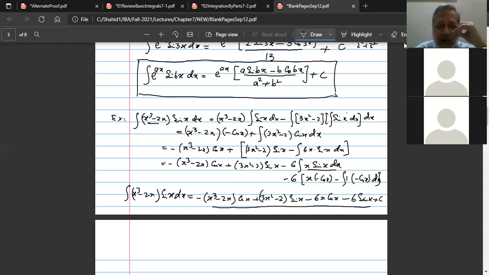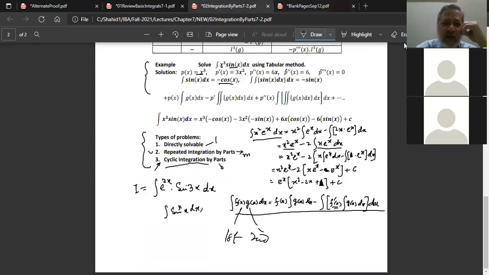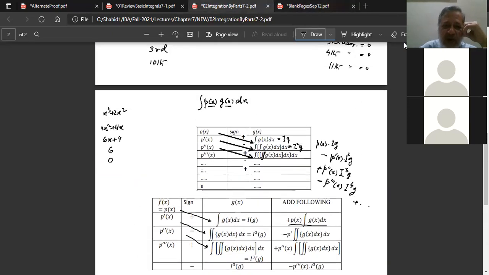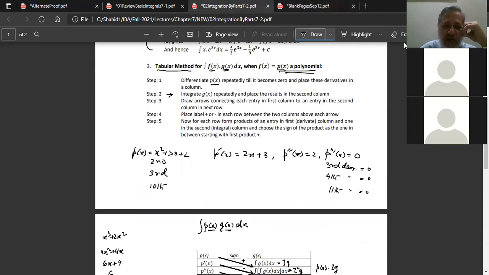So one integration by parts brings us to this second one. This second integration by parts brings us to this one. And then integration by parts is no more there, only an integral is there. But I discussed one point about problems in which one of the functions is a polynomial.